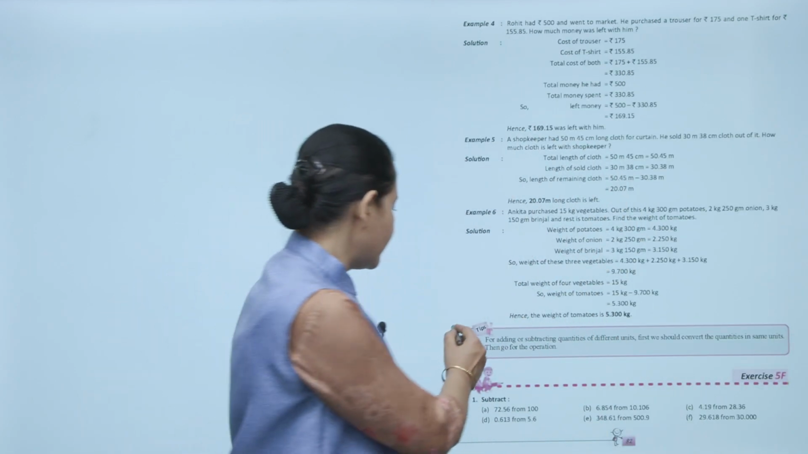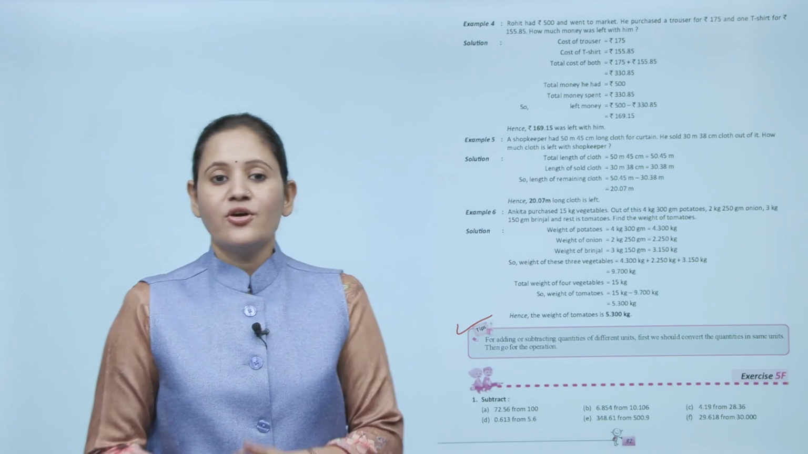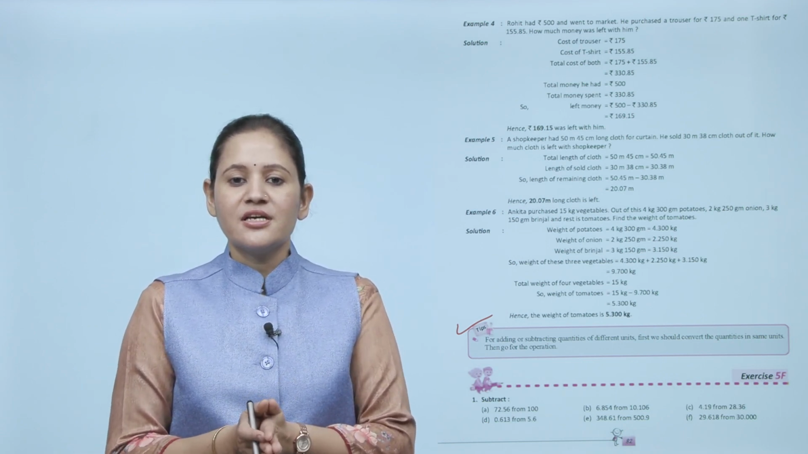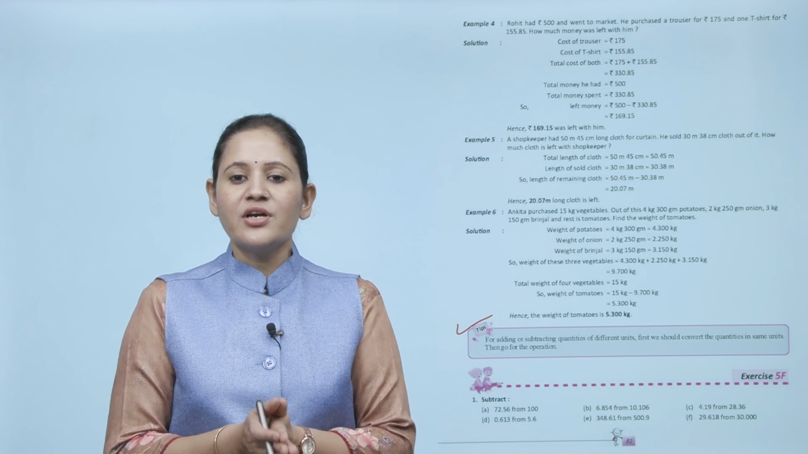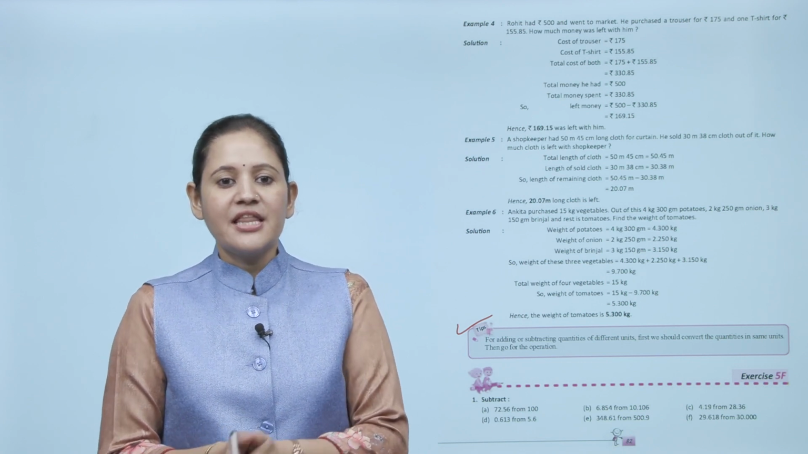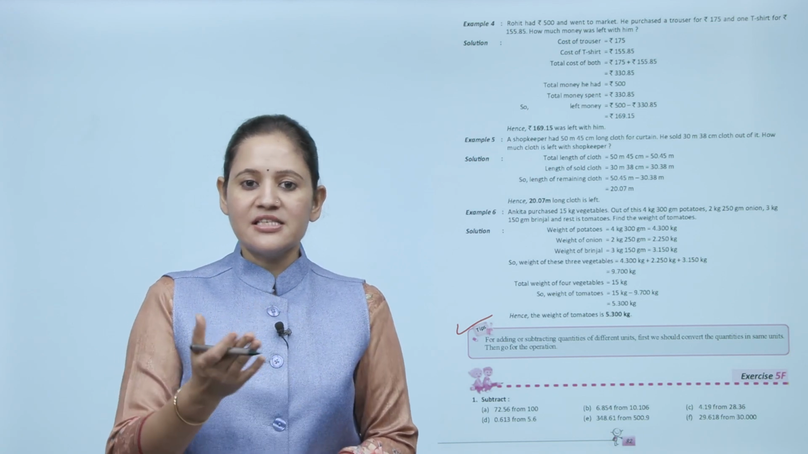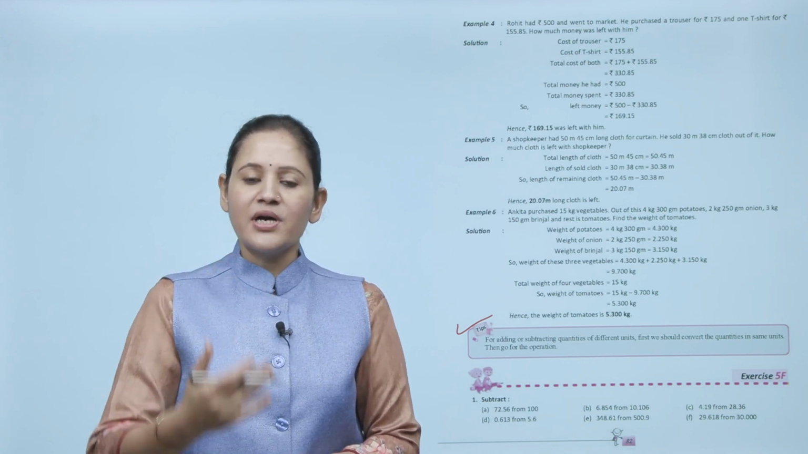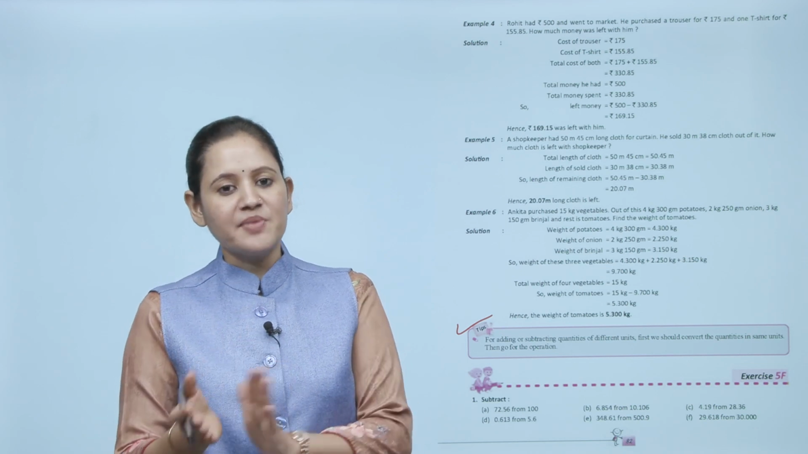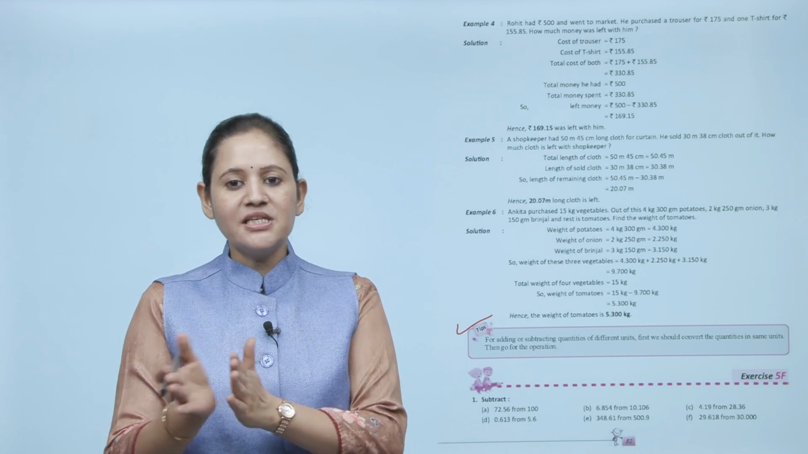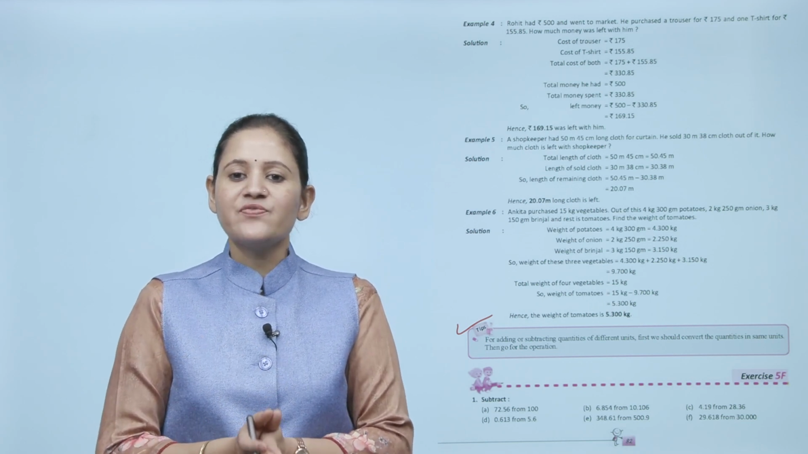Tips for adding or subtracting quantities of different units. First we should convert the quantities in same unit, then go to the operation. Means unit same होनी चाहिए. Either it's centimeter, then all quantities should be centimeter. If it's meter, then all quantities should be in meter. Then unit should be same. Next, exercise 5F.